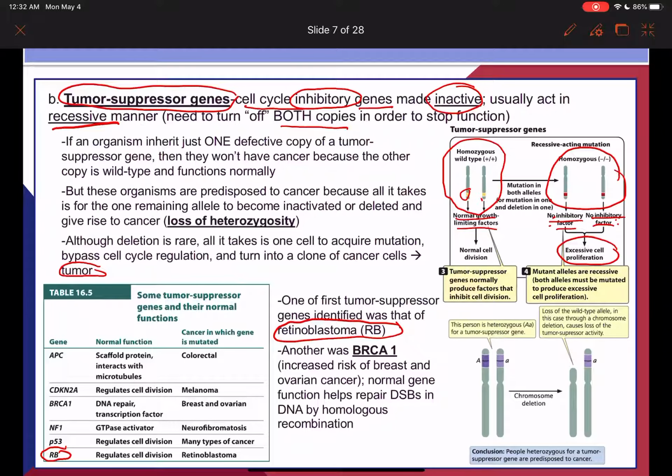Another tumor suppressor that was discovered was, of course, called BRCA1, which was one of those we talked about that functions in DNA repair.